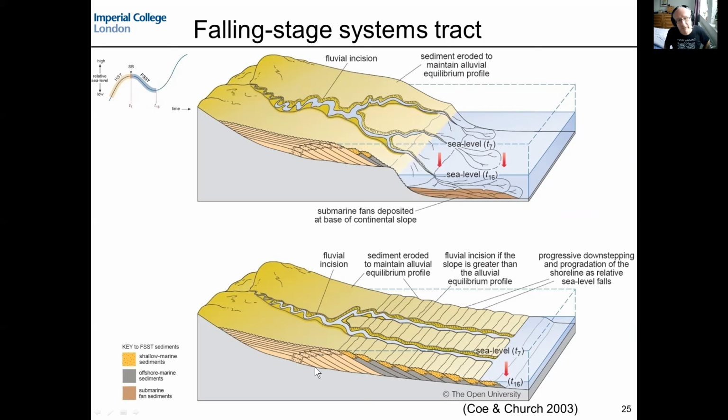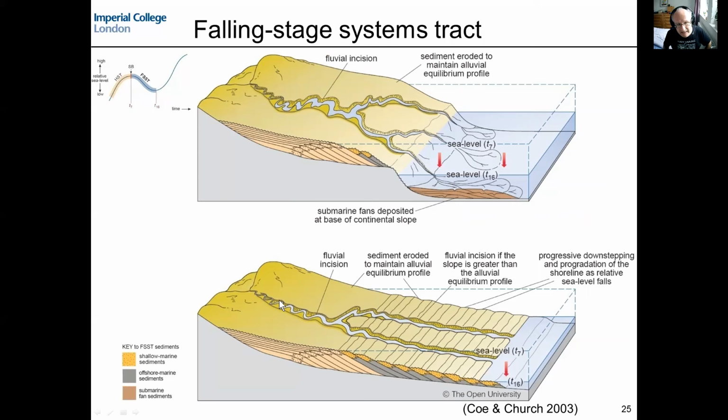If we look at this bottom diagram, so this is again our basin with a ramp morphology, we see that basically the shoreline is deposited as a series of downstepping units. Okay, that downstepping is recording the fact that relative sea level is falling, and because we're still adding sediment to this, the shoreline is being pulled further and further into the basin. It's basically following the position of relative sea level as relative sea level falls.